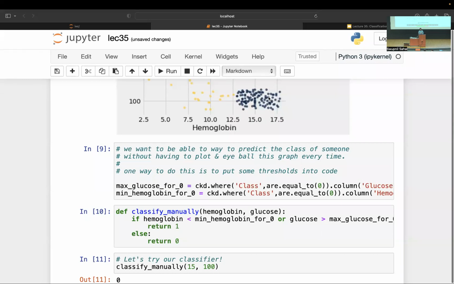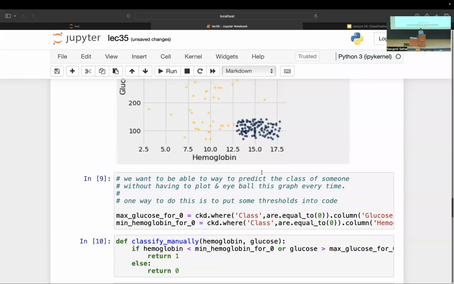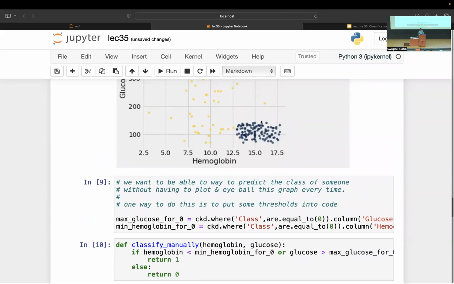Yeah, what we did for the max and the min was find the maximum height inside the blue area, and the minimum on the x-axis in the blue area. Minimum hemoglobin is the leftmost point, and then the tallest part. That's what we did for the limits.